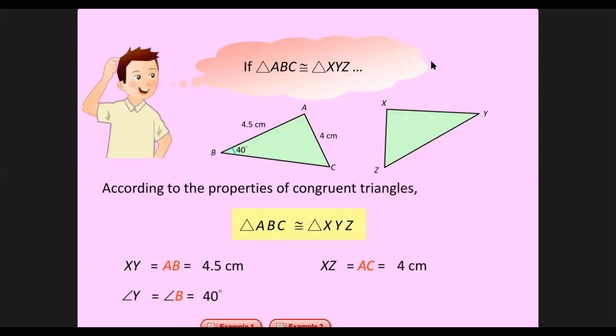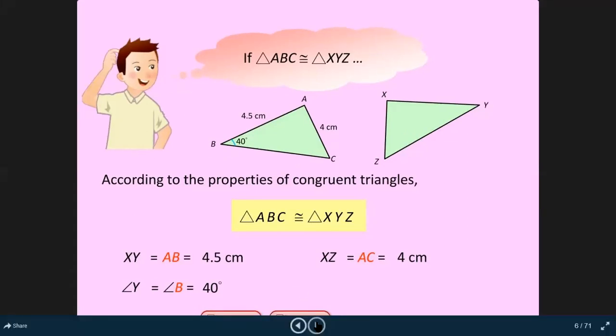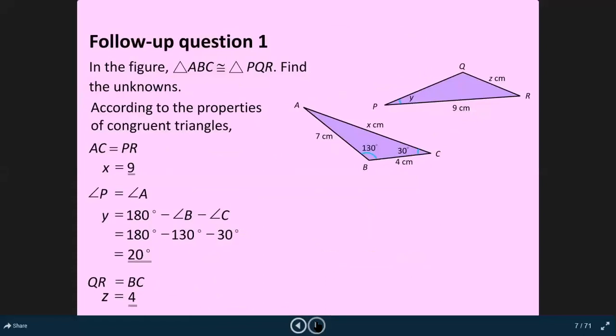Which one is congruent to B? Which angle is congruent to B? You mean that the measure of angle Y is congruent to the measure of angle B because they are corresponding. We said that the triangle ABC is congruent with the triangle XYZ, then the measure of angle B will be congruent with the measure of angle Y. So this is how we can use properties of congruence to find the missing side.